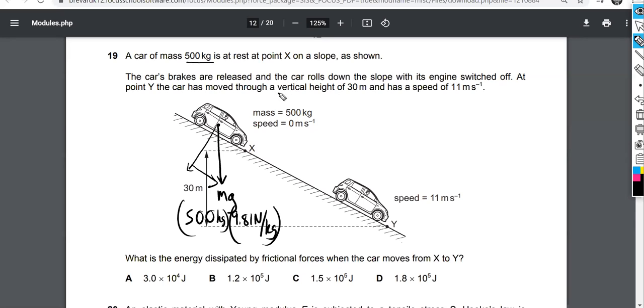When they tell us the car has moved through a vertical height, but they don't tell us the actual distance traveled here, it's saying we should use potential energy due to gravity. Potential energy due to gravity is equal to mgh. The mg, the weight of the vehicle, we already talked about, we could calculate that. But what we really want to calculate is how much potential energy the car will possess 30 meters above this arbitrary zero. We know something about the speed of the car at that point.